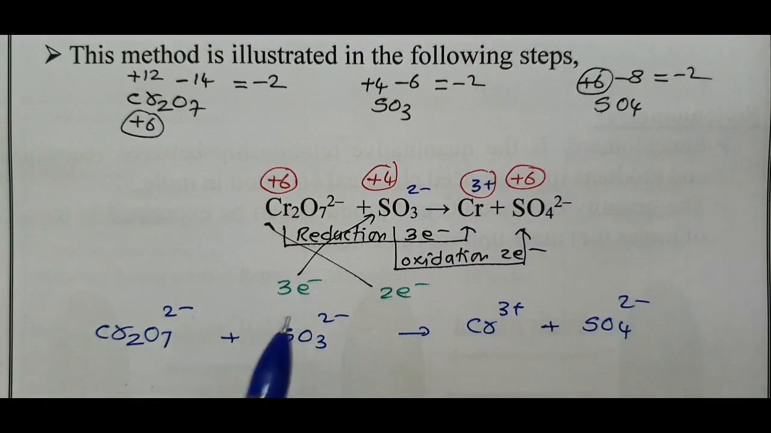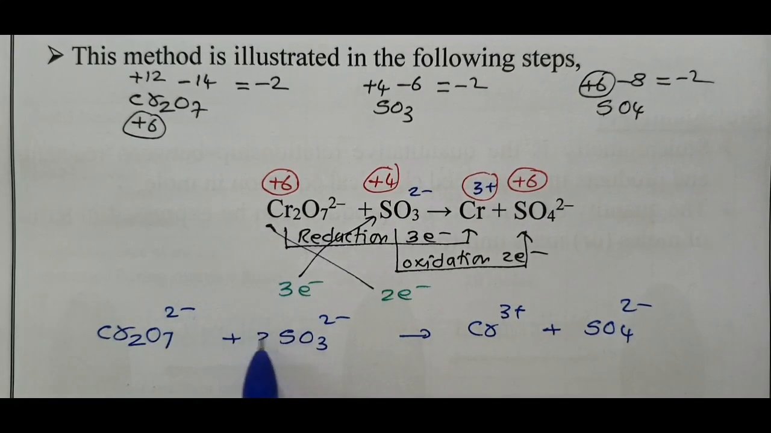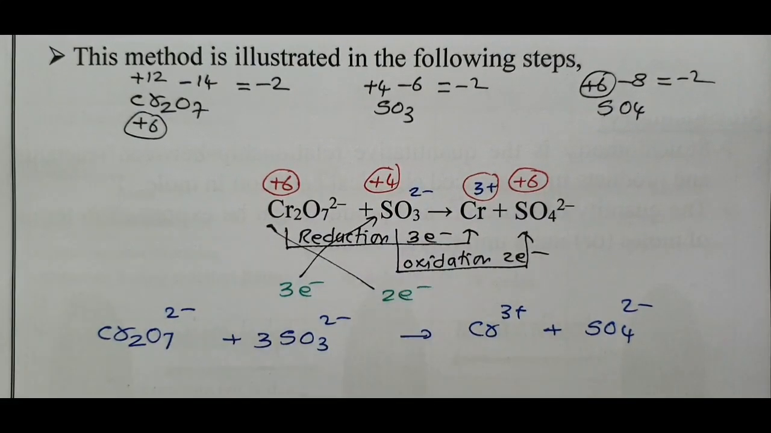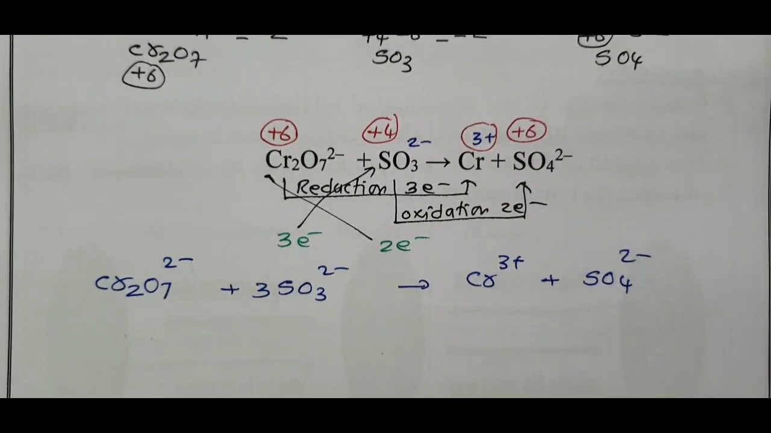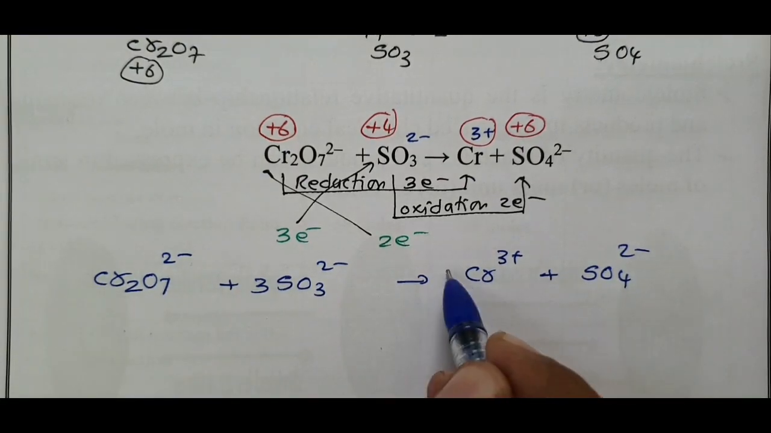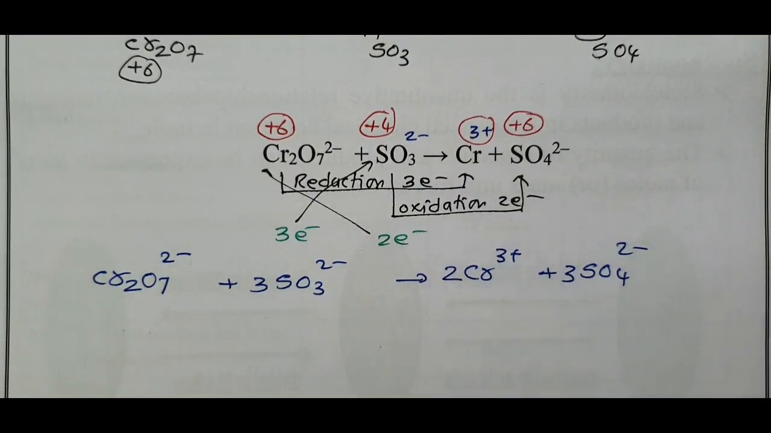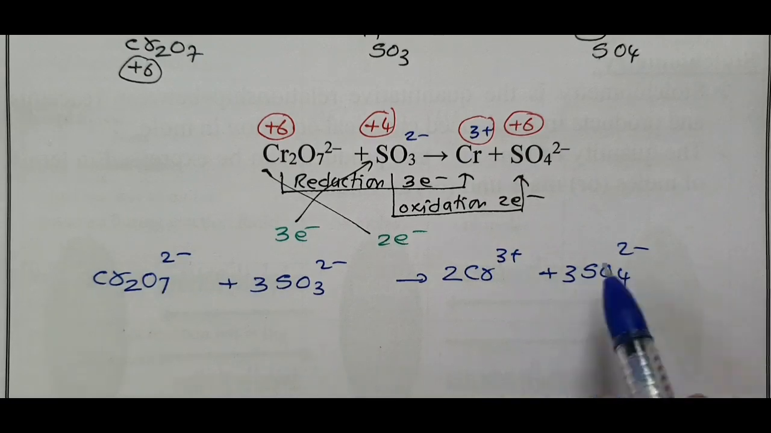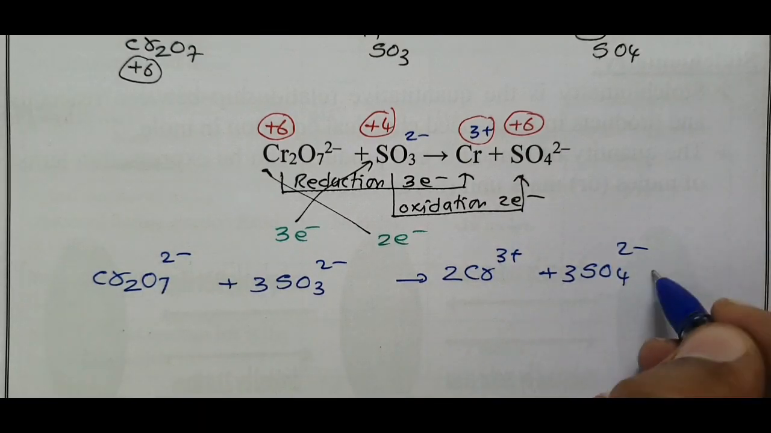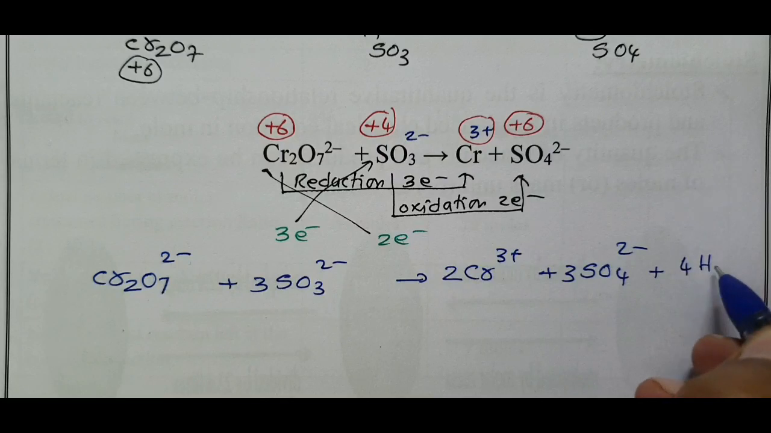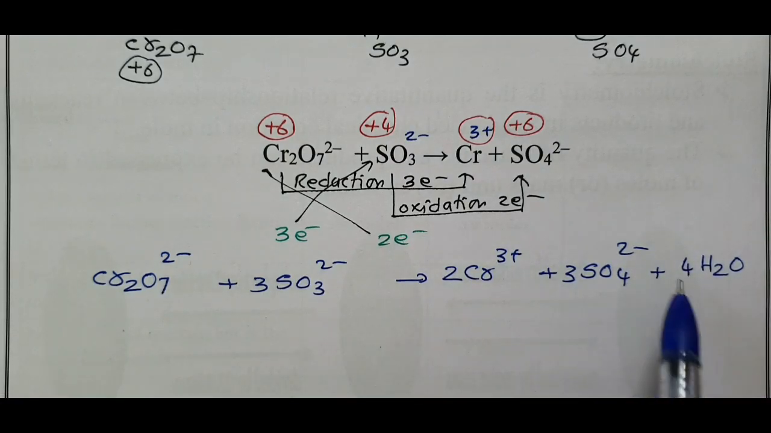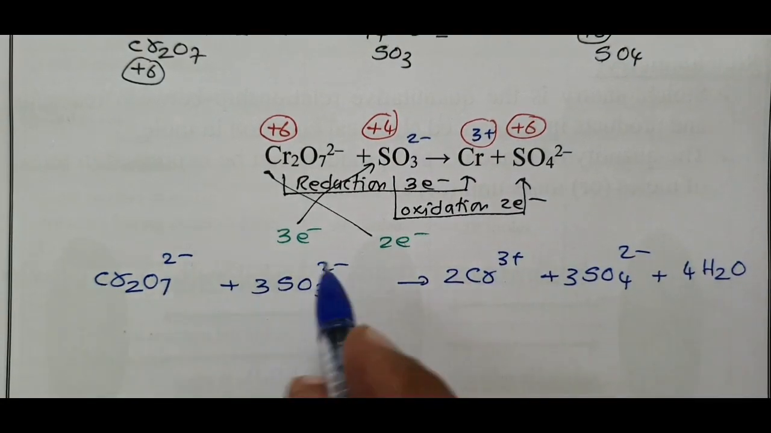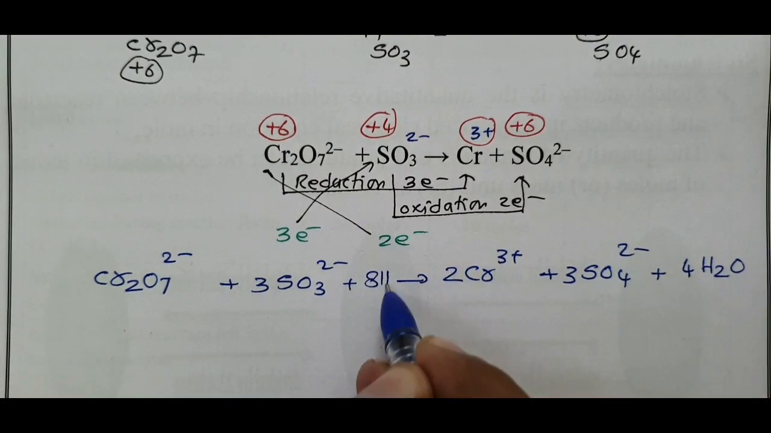SO4 2 minus ion. When we cross multiply this by 3, already it contains 2 chromium. Now, except oxygen and hydrogen, we have to balance the other elements. 2 chromium, 3 sulfur, 3 sulfur. Now we have to balance the oxygen atoms. 3 into 3 is 9, 9 plus 7 equals 16 oxygen on the right hand side. Here we have 12 oxygen. So the remaining 4 oxygen is balanced by adding 4 water molecules. Hydrogen, 4 into 2 is 8. Hydrogens are balanced by adding H plus ions on the opposite side.